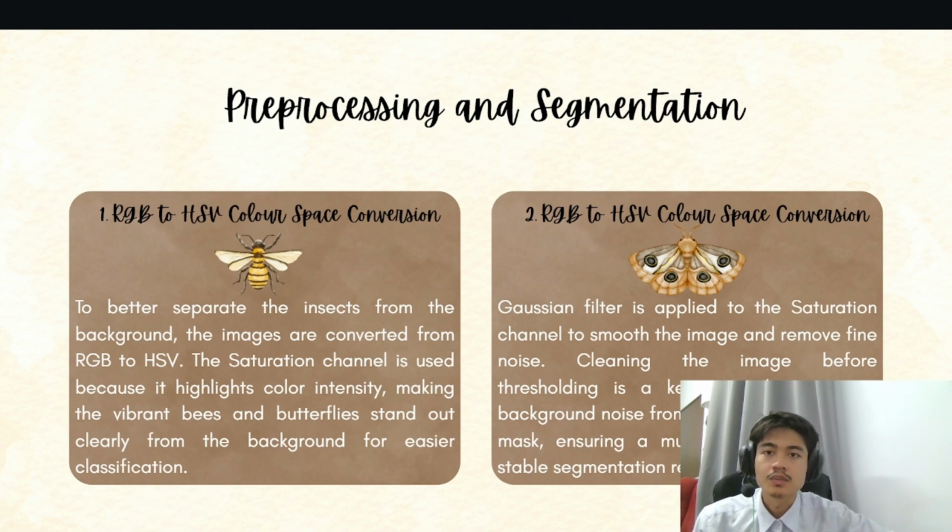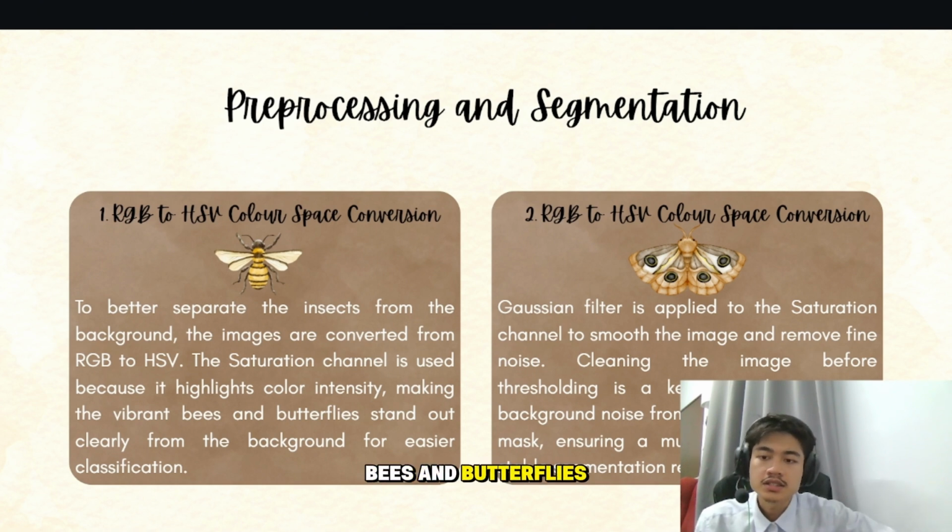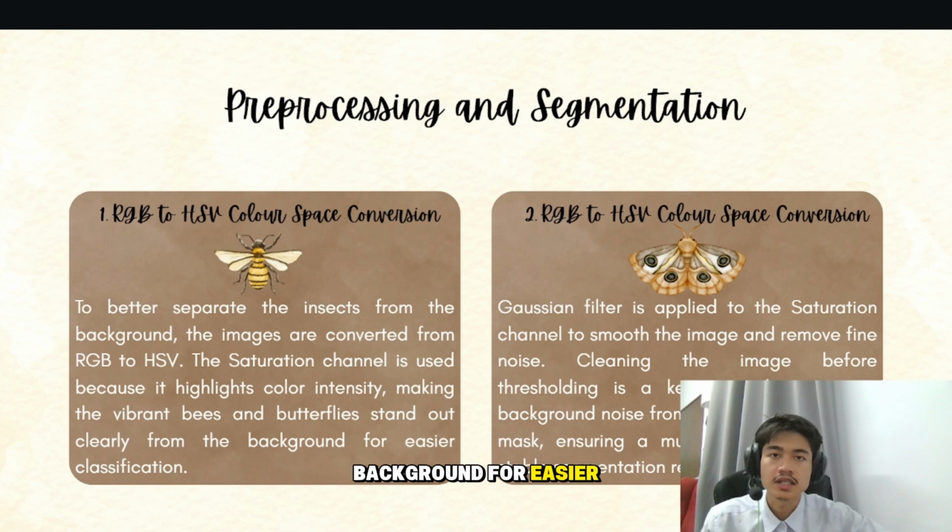Now I will explain about the pre-processing and segmentation. The first step is RGB to HSV color space conversion. To better separate the insects from the background, the images are converted from RGB to HSV. The saturation channel is used because it highlights color intensity, making the vibrant bees and butterflies stand out clearly from the background for easier classification.